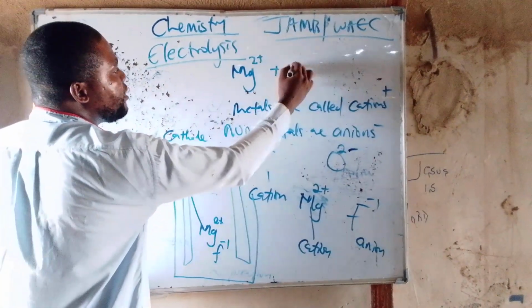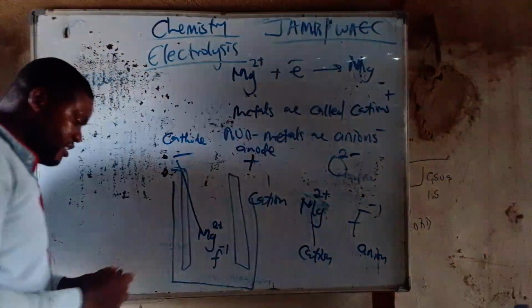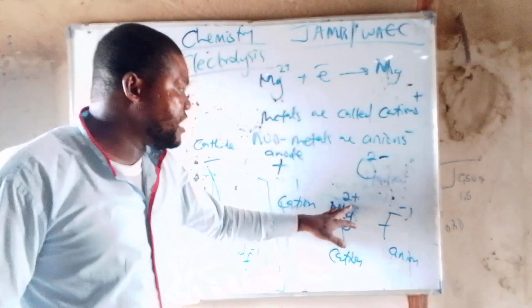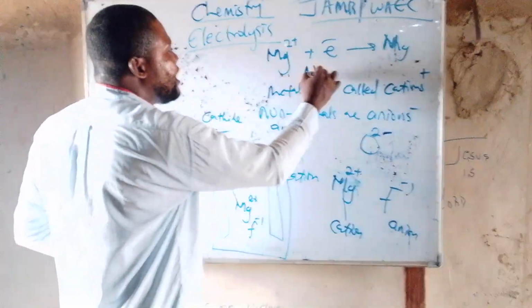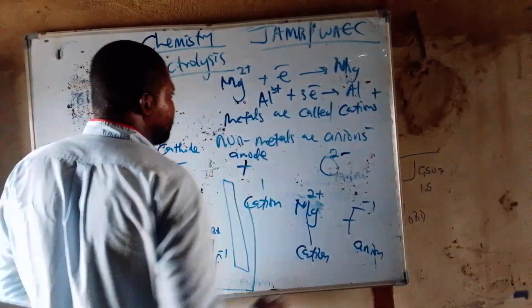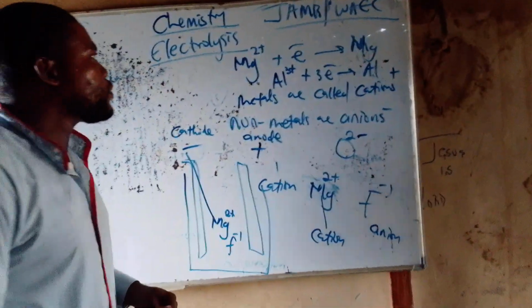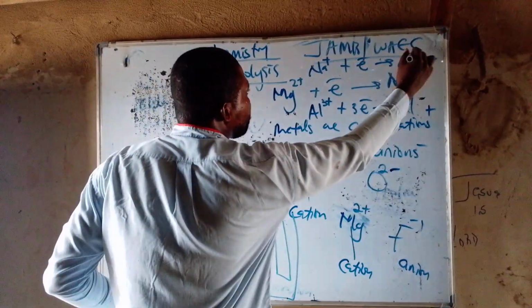Mg2+ will receive 2 electrons to become a normal magnesium. A normal what? Magnesium. Look at how it is. So if it was 3+, for example aluminium, Al3+ will receive 3 electrons to become what? Aluminium metal. That's how it goes. So sodium, Na+, will receive just 1 electron to become a sodium metal.